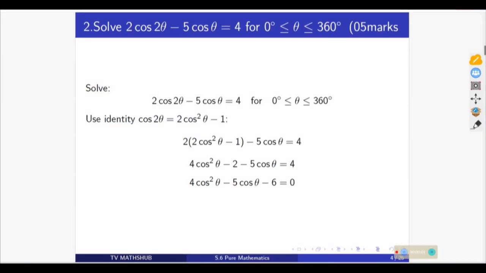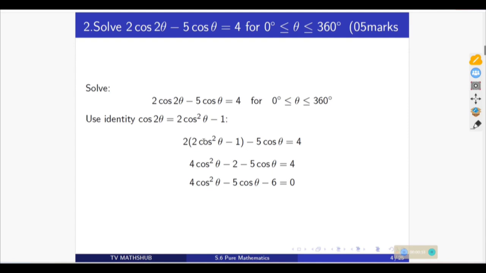Let us talk about question number 2. It says solve 2 cos 2 theta minus 5 cos theta is equal to 4 for the values of theta ranging from 0 degrees less than or equal to theta less than or equal to 360 degrees.